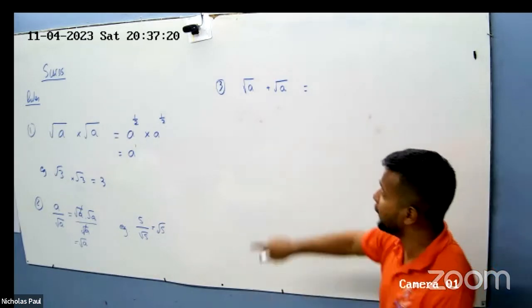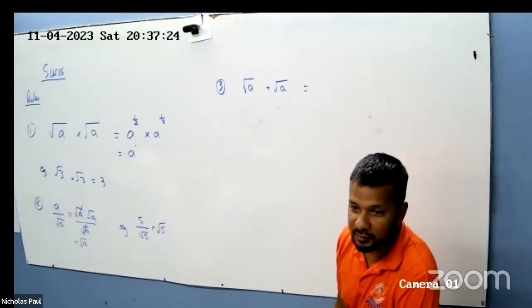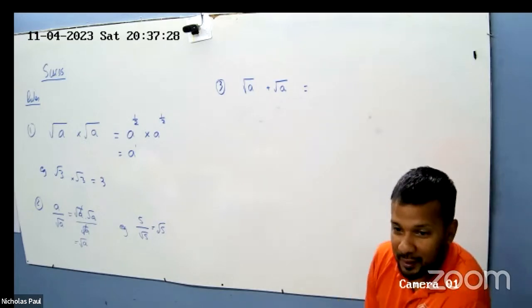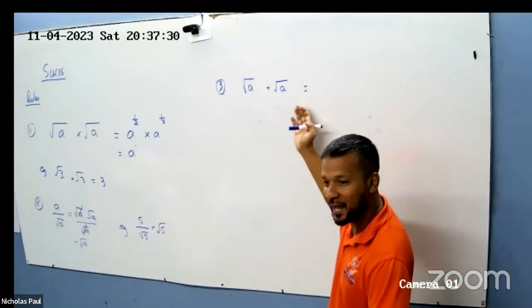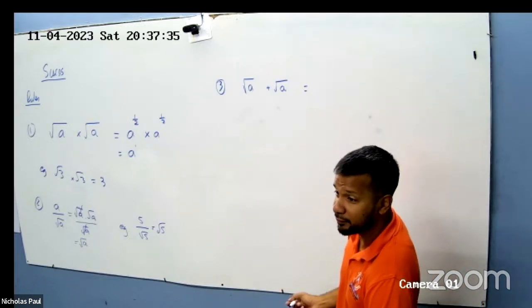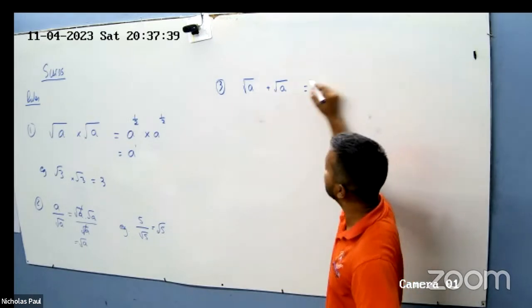You add one square root of a to the next square root of a. How much square root of a do you have? You have one square root of a and the next square root of a. Then how much do you get? 2, right? So if you add square root of a and square root of a, 1 plus 1 is 2.